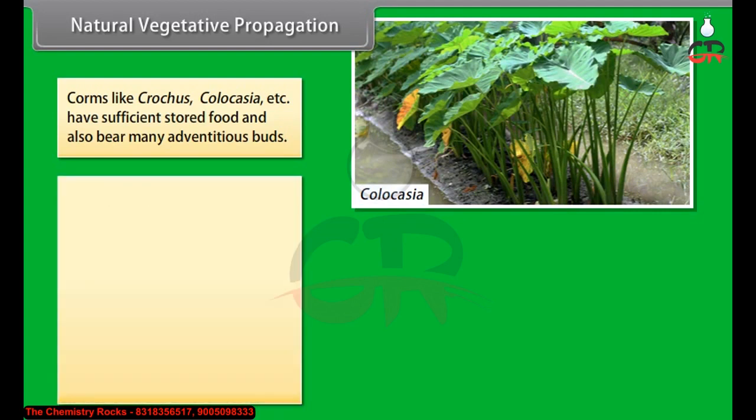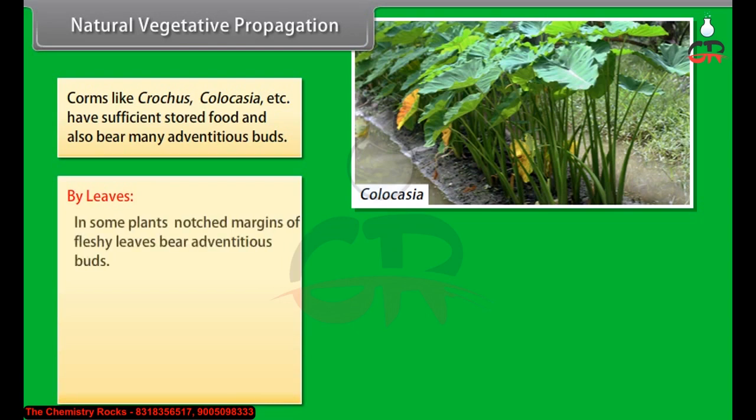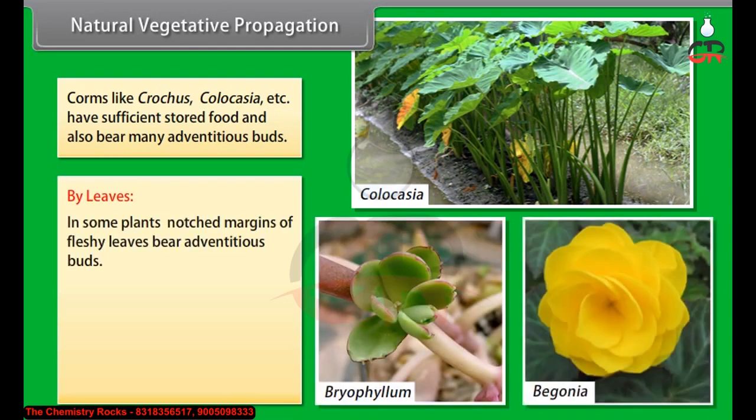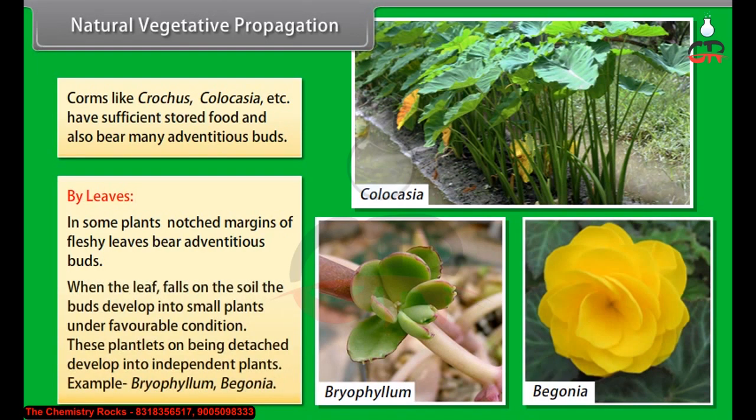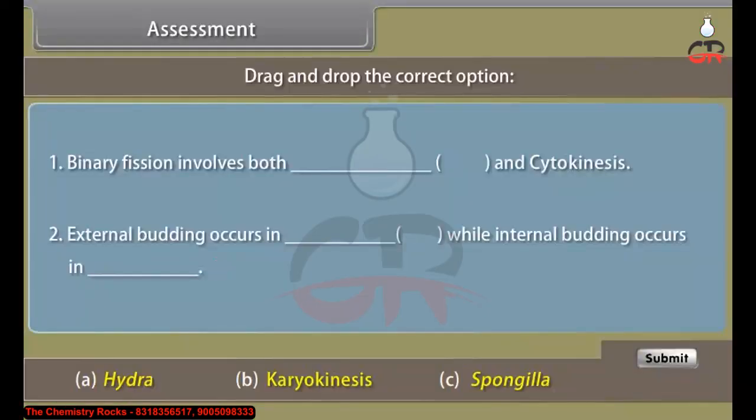By leaves. In some plants, notched margins of fleshy leaves bear adventitious buds. When the leaf falls on the soil, the buds develop into small plants under favorable conditions. These plantlets, on being detached, develop into independent plants. Example, Bryophyllum, begonia. Assessment. Before proceeding further, let us know how much you have learned.